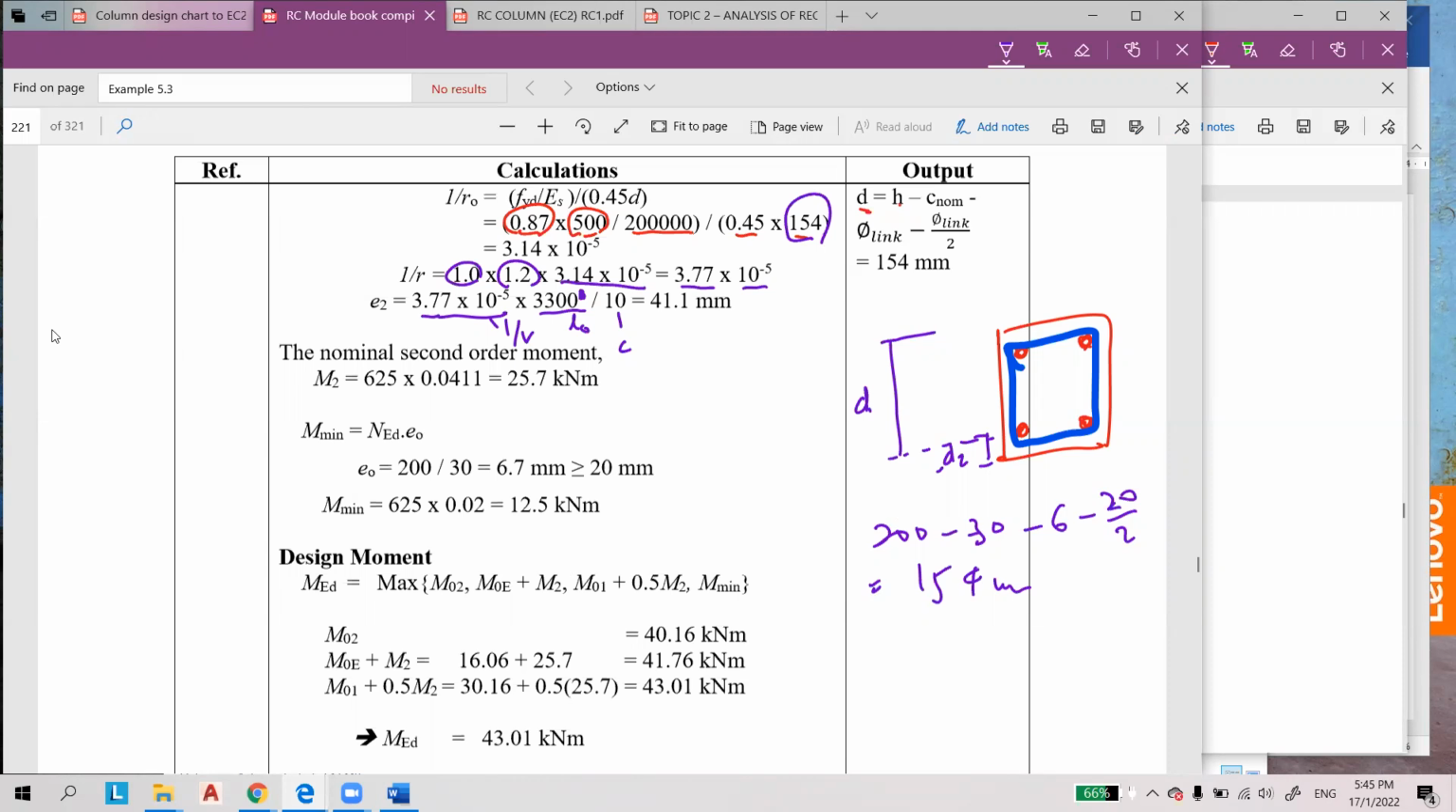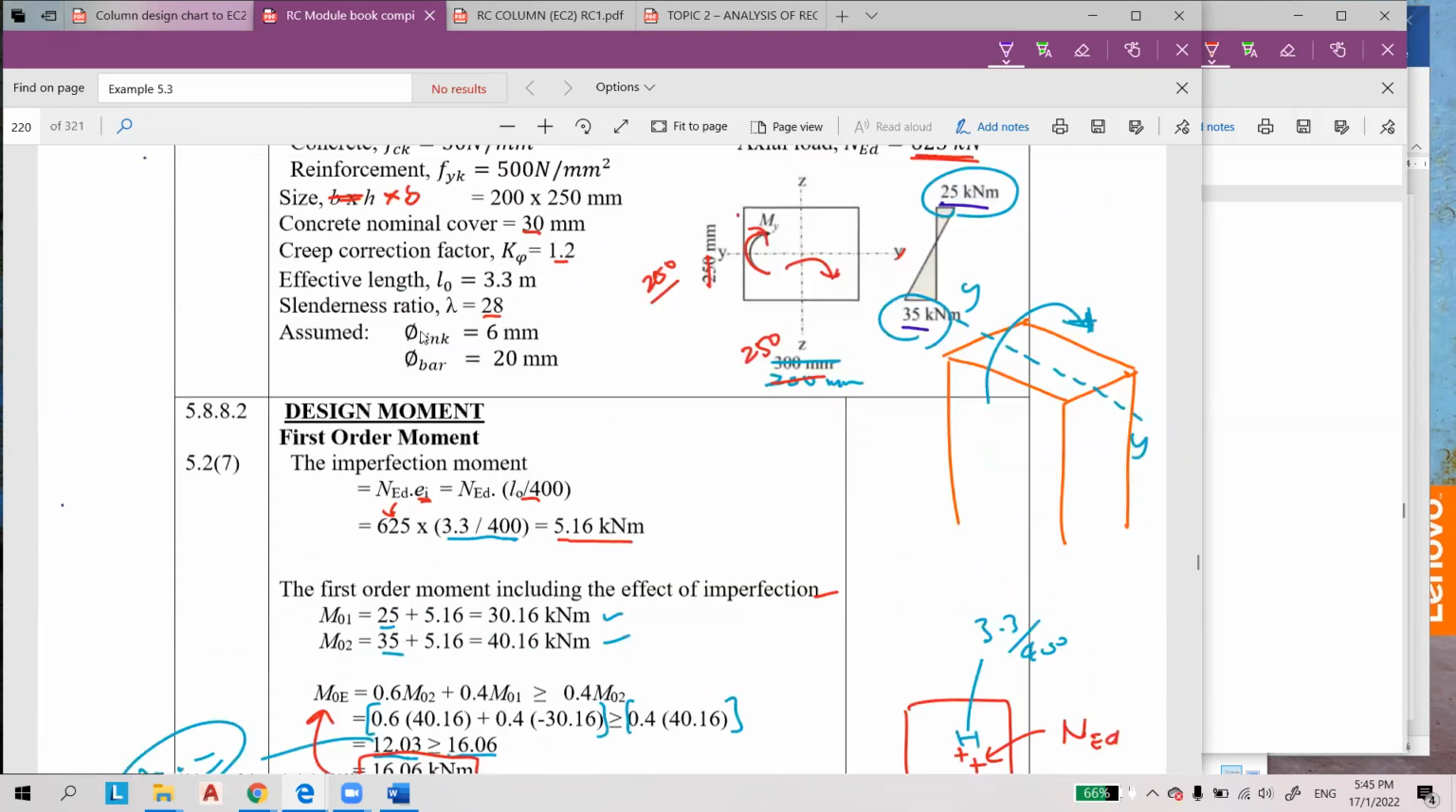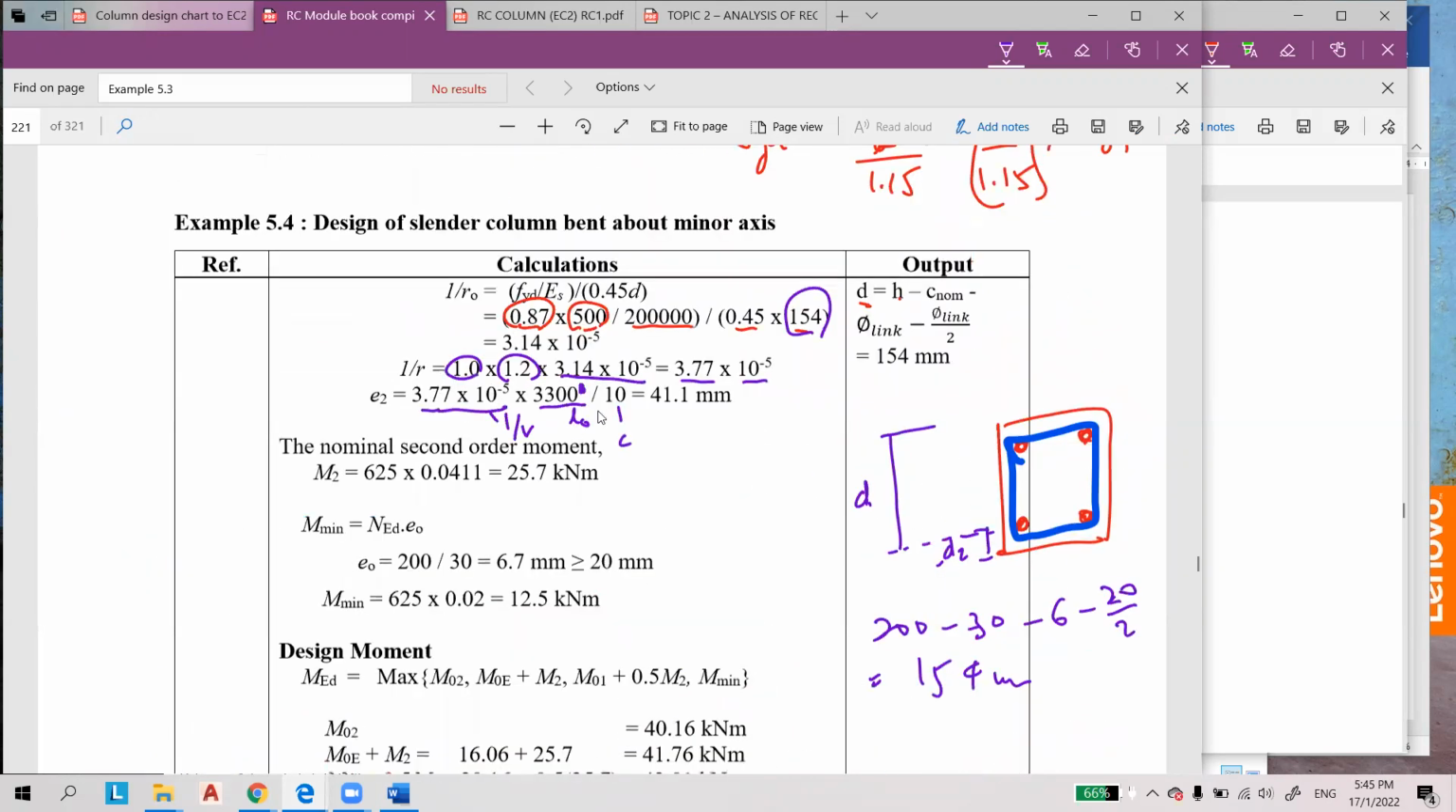3.77 times L naught. L naught is equal to 3300 millimeters divided by C. C is equal to 10. Can you try to calculate? 0.0000377 times 3300 divided by 10. I got the answer 0.12441.